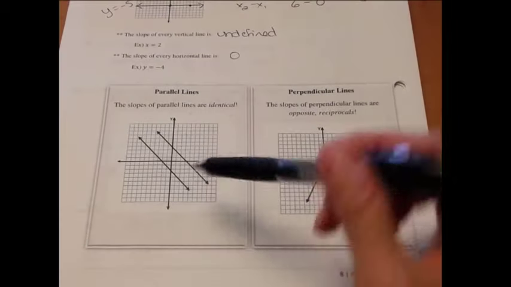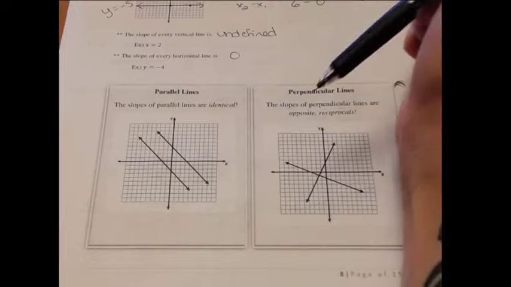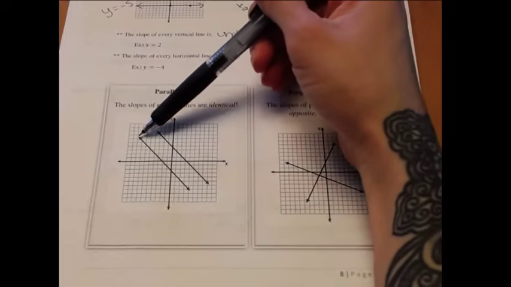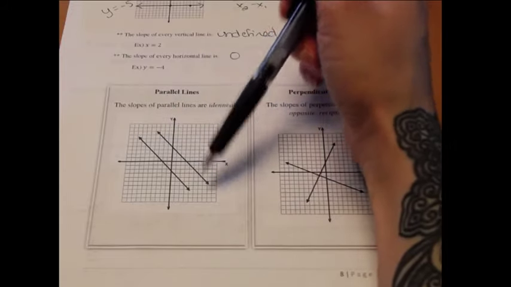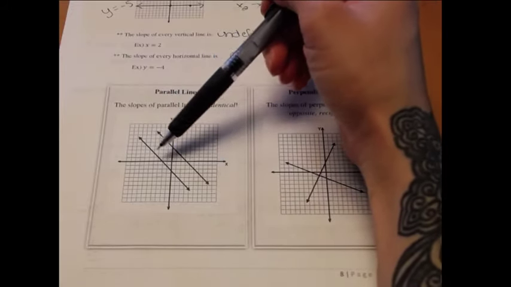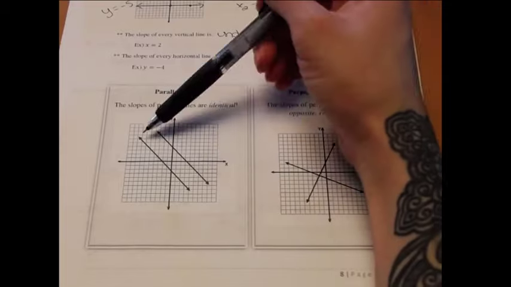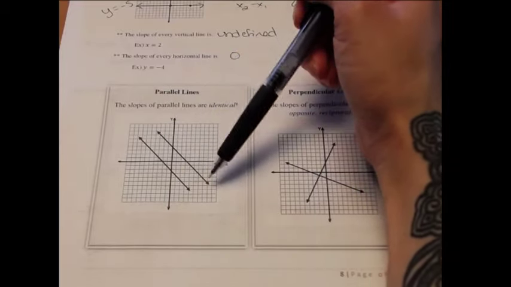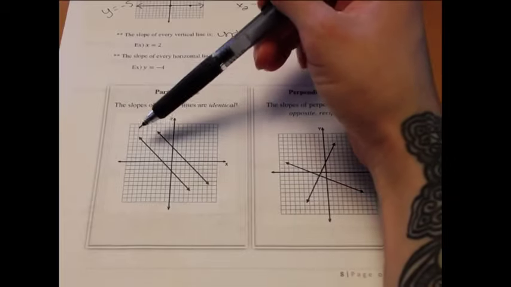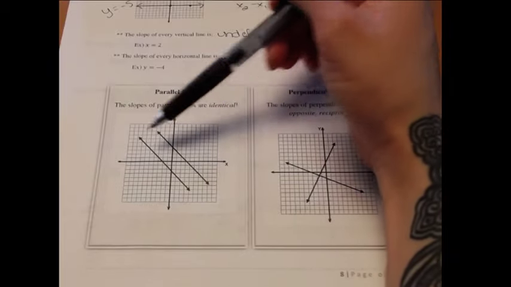Here's an example of two parallel lines. I want you to notice that they both have a negative slope. They both have negative slope here. Okay. I want you to also notice that they're completely parallel, which means they will never intersect. So these two lines are completely parallel.